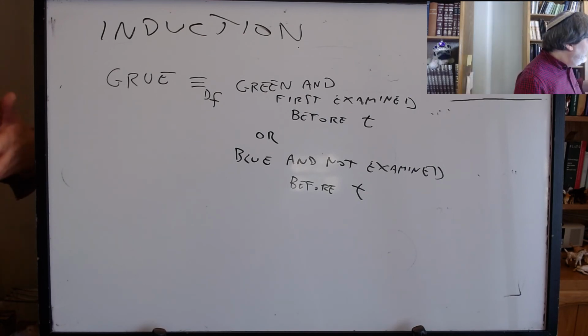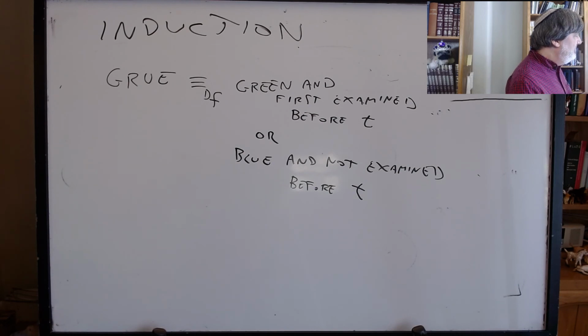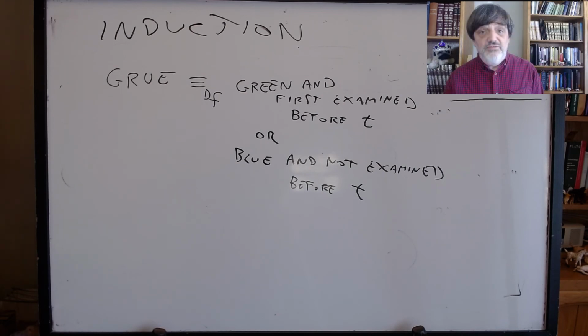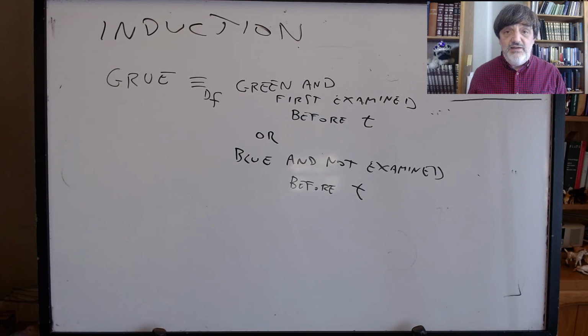Okay, so the question is, I hope it's not a big surprise what the question we're heading up for here is. We've examined all these emeralds before time t, and we found they were green, and that seems like it's good evidence for the universal law, all emeralds are green. At least it seems to Goodman that it is, and Carnap. So whether it really is, I don't know. I don't want to get into that. But it certainly seems to them like we're building up evidence for this universal law: all emeralds are green.